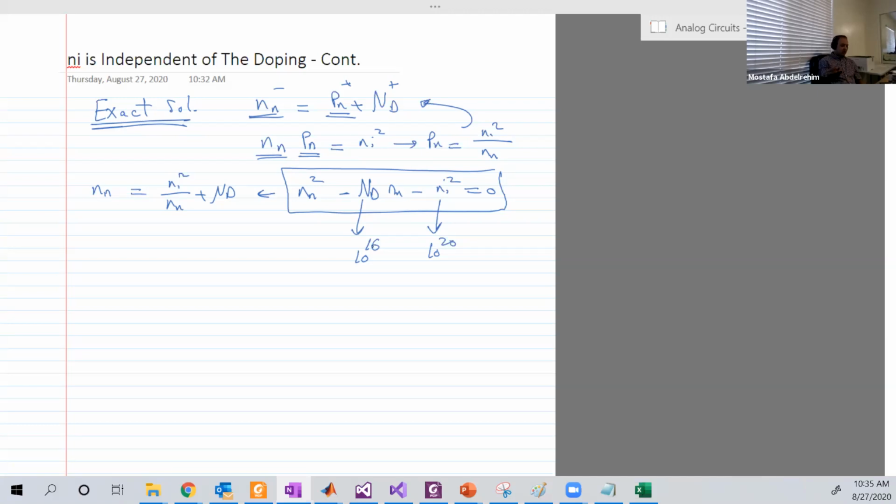Do it using the equation, which is n should be equal to minus b plus or minus the square root of b squared minus 4ac over 2a, and a is equal to 1, b is equal to minus Nd, and c is equal to minus Ni squared.